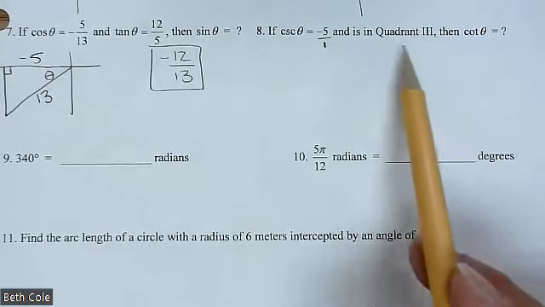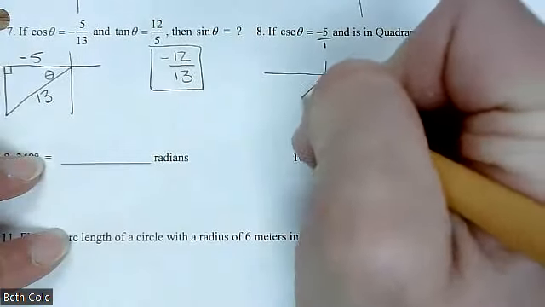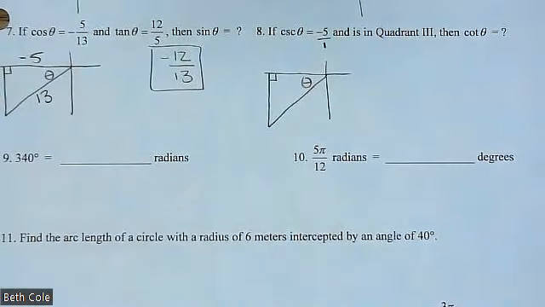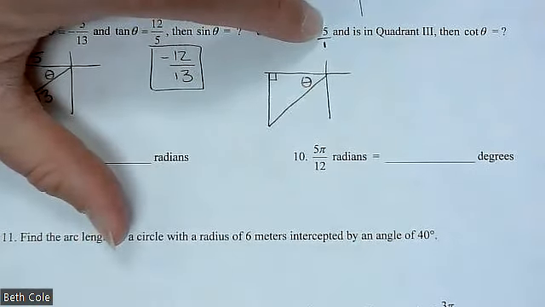The good thing is you're told what quadrant it's in. That's half the battle right there. So we're in quadrant 3. So here's our triangle. I'm going to ignore the negative for a second. I'm going to put the 5 and the 1 in there, and then I'll see which one gets the negative.